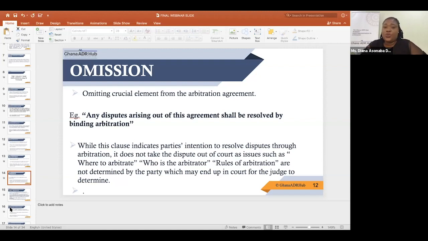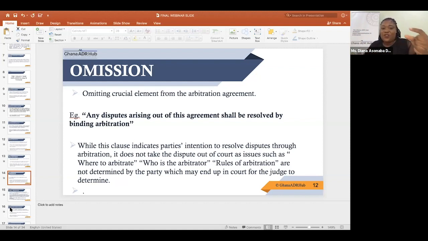Here, people may either resort to what we call an ad hoc arbitration, where the contracting parties, with the help of their own solicitor or themselves, administer the arbitration proceedings, or use an arbitral institution like the Ghana ADR Hub, the Ghana Arbitration Center, LCIA, MCIArb, AAA. There are various arbitral institutions out there. So if you say you resolve your dispute through binding arbitration, the question is where, how?